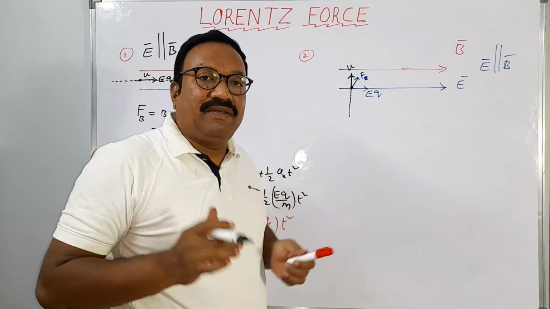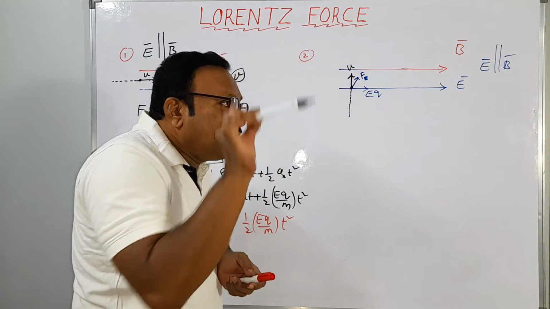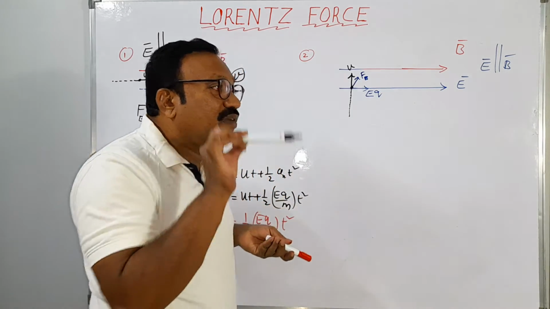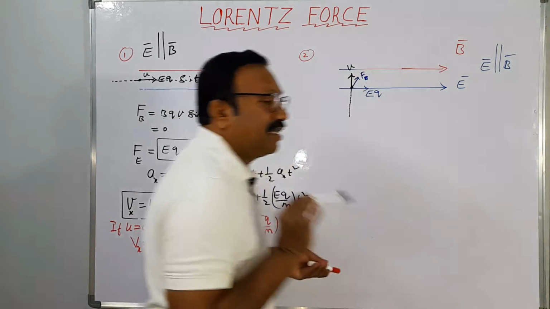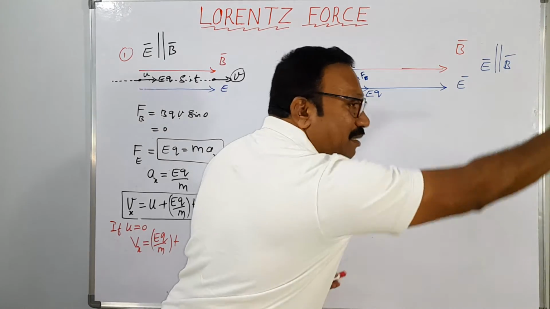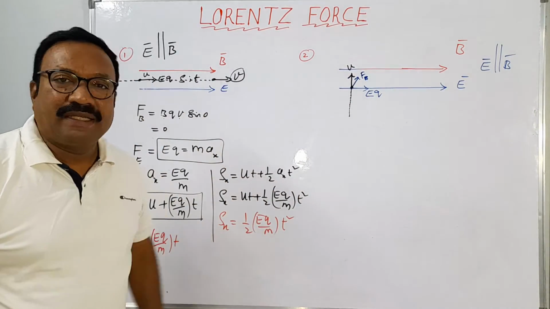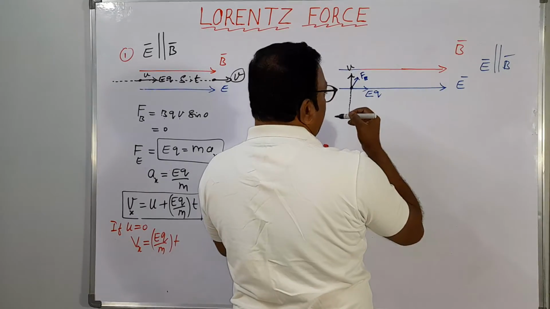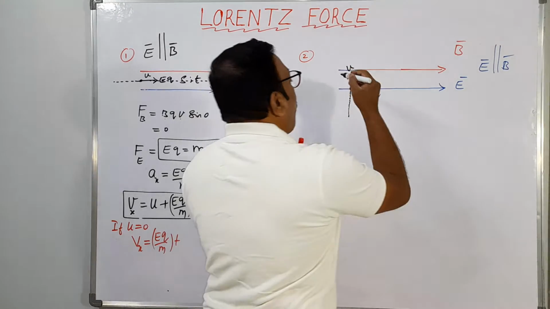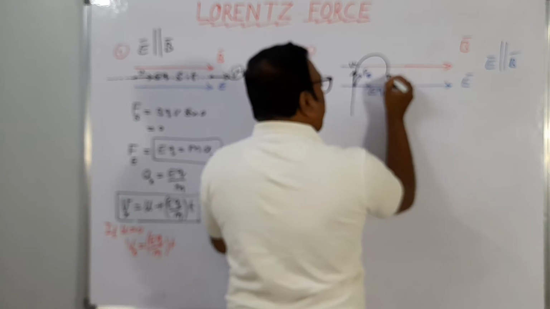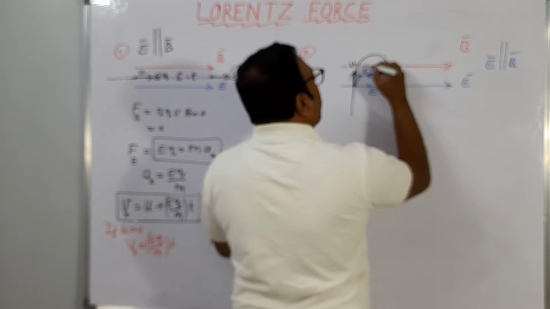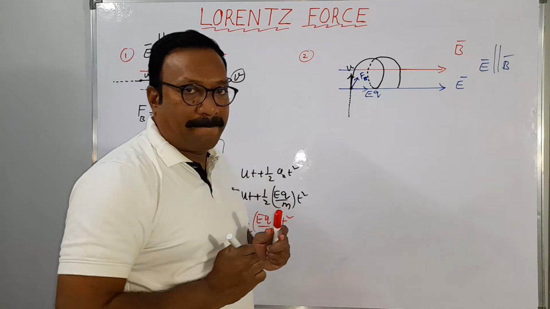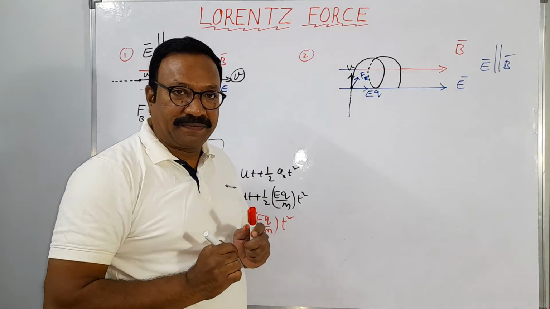So both will be acting simultaneously. Whenever circular motion is taking place and there is a force EQ acting in the forward direction, the particle will move forward like this. That is called a spiral path. I hope you remember, this is a spiral path. So the particle will move like this. Spiral path it is going.